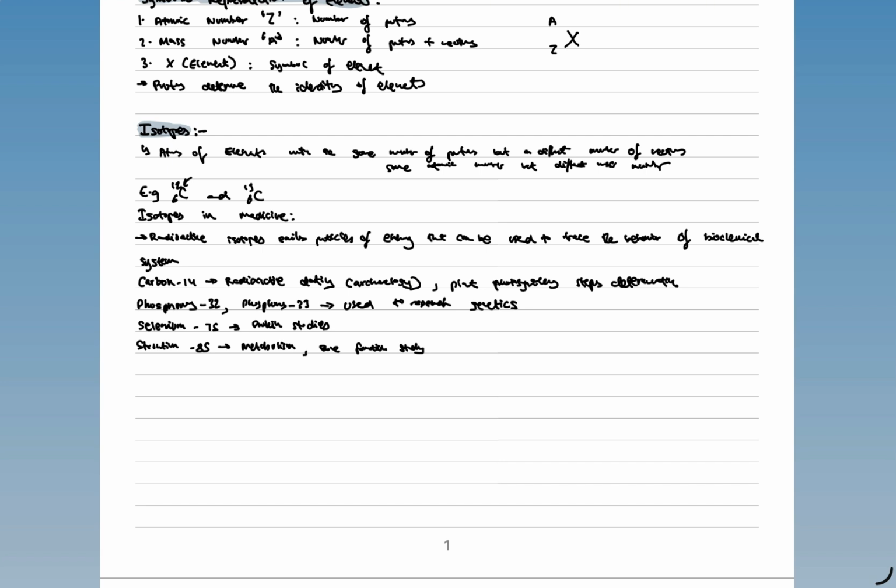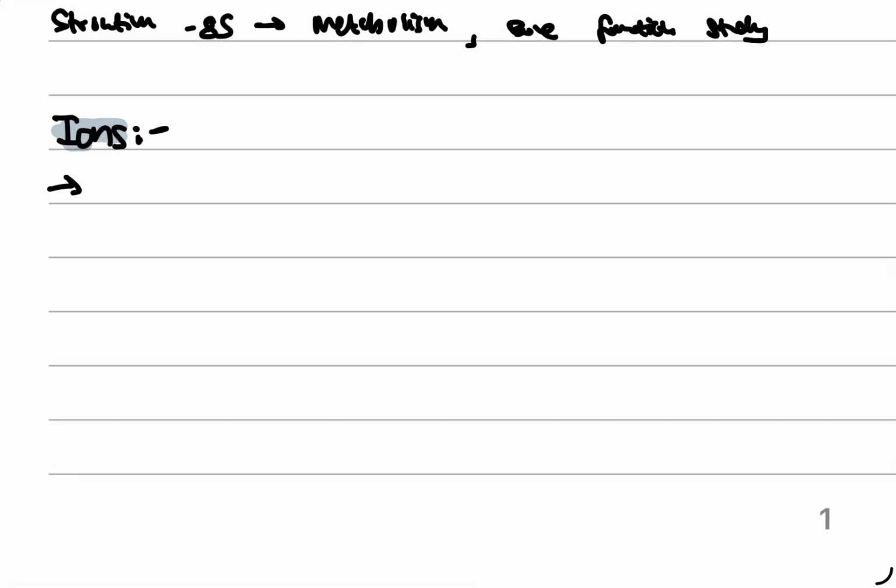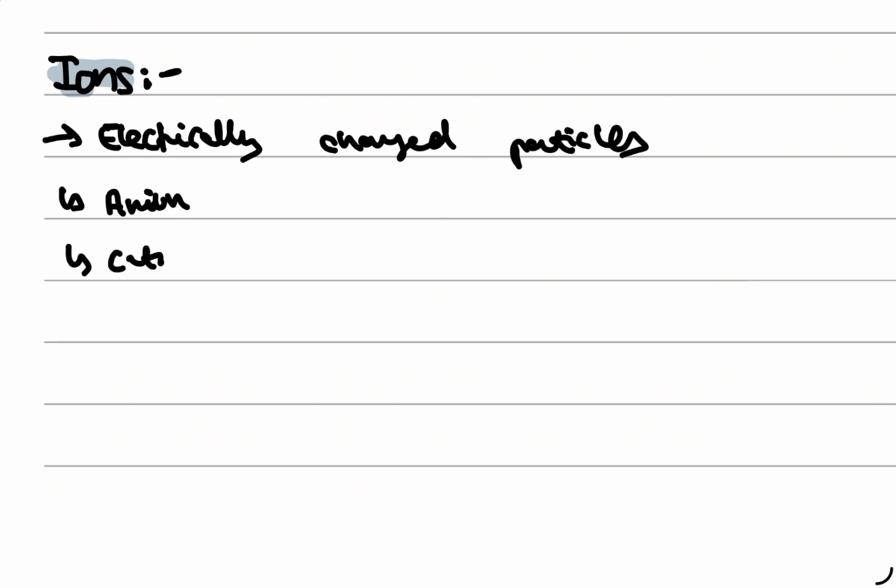Let's now move on to ions. We mentioned this before, and we'll just go over it really quickly. It's also relatively easy, and it's the last section of this lecture. Alright, so what are ions? We define them as electrically charged particles. And there are 2 types of ions that we refer to. One's called an anion, and one's called a cation.